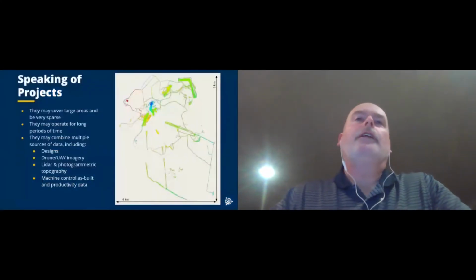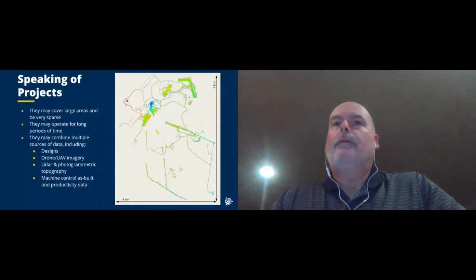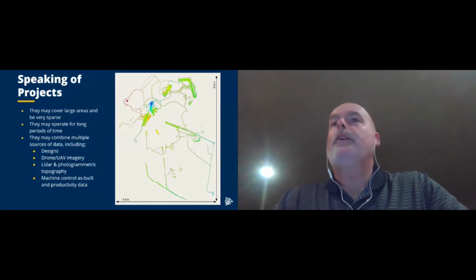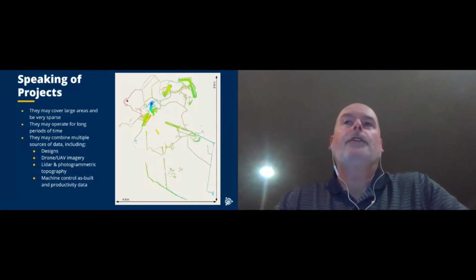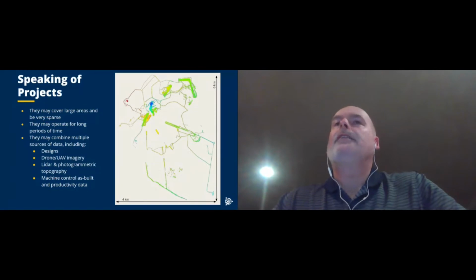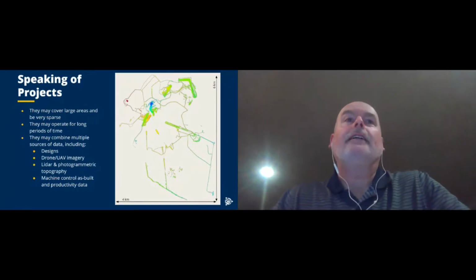When I speak of a project in the construction world, they can be widely varying. They can be very large. The picture on the right is really showing an elevation thematic map for a project that spans about 24 square kilometers. So they can be really quite large, but they can also be very sparse. The colored areas are the only areas in the project that actually have data. And they can also operate for very long periods of time.